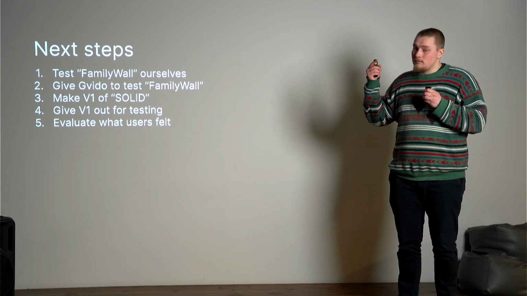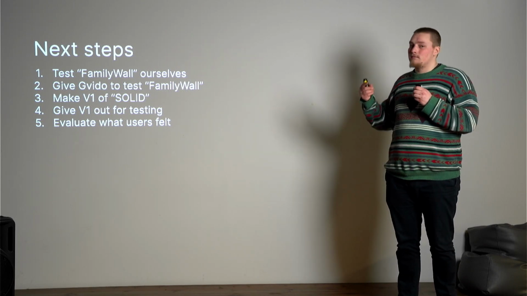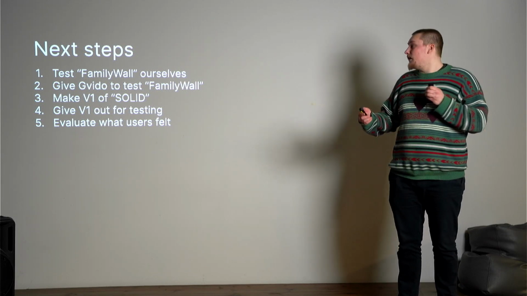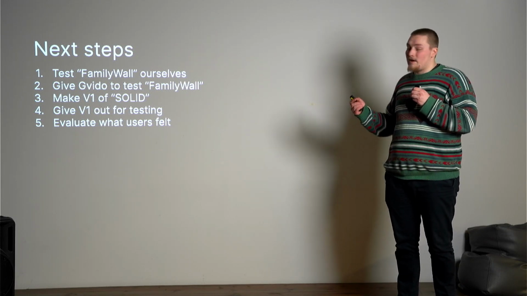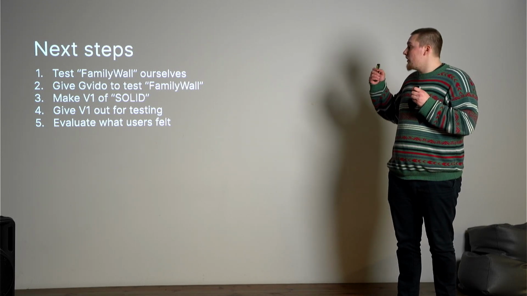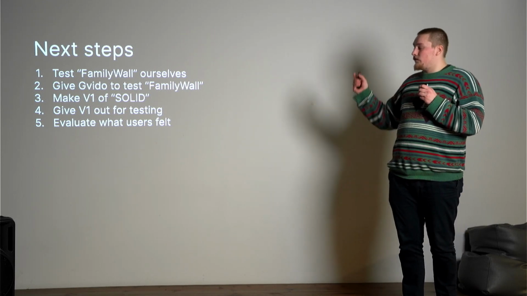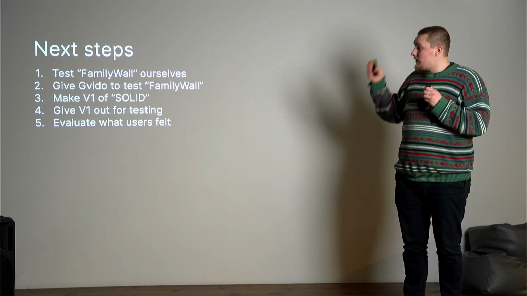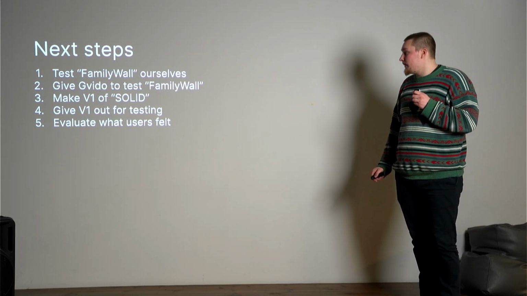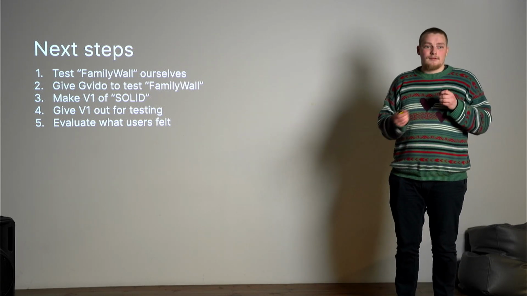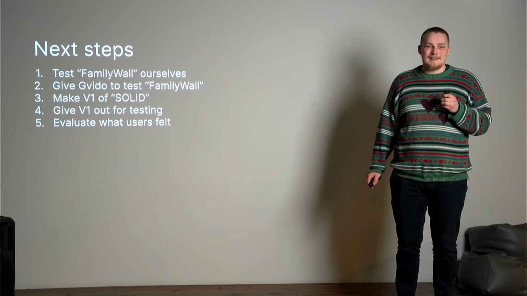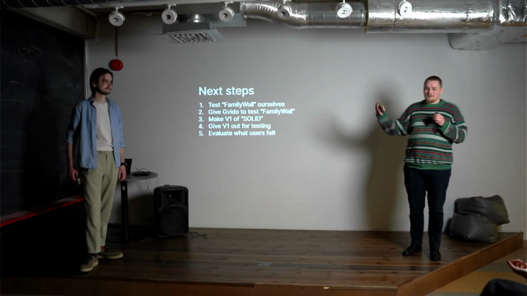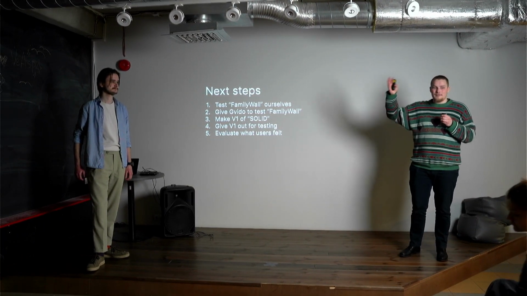Secondly, ask Guido, the fourth course mentor who leads developing by experimenting, whether he would like to try and test Family Wall. Throughout all that, make version 1 of Solid, not an MVP but version 1. After that, give out version 1 for testing, and lastly gather what they felt and what is needed. As Carlos said in the first slides, provide the solution and then you implement feedback.